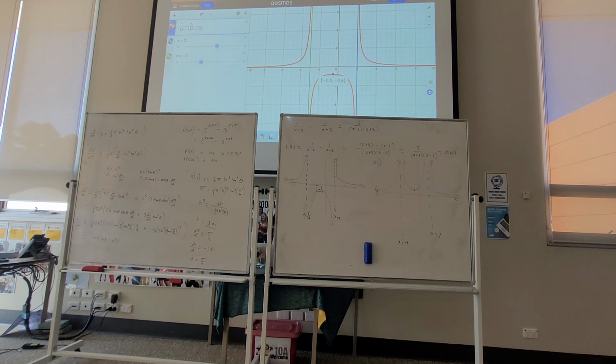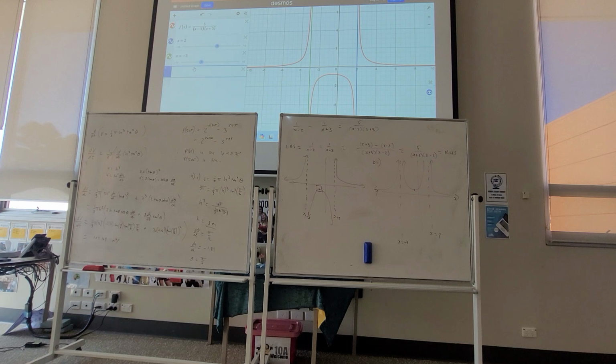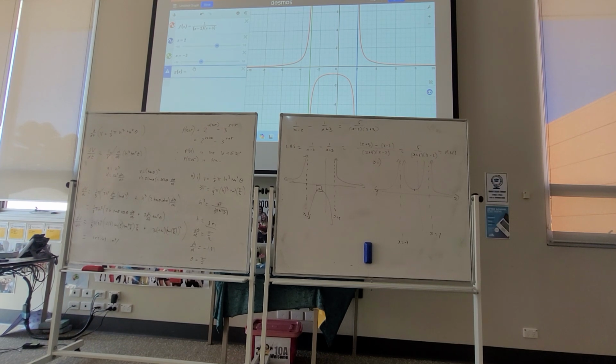Excellent. So that's the modulus of f of x. And I'll sketch it here for you. Turn the first function off. So that's what we expect it to look like. Excellent. All right, on to the third one.